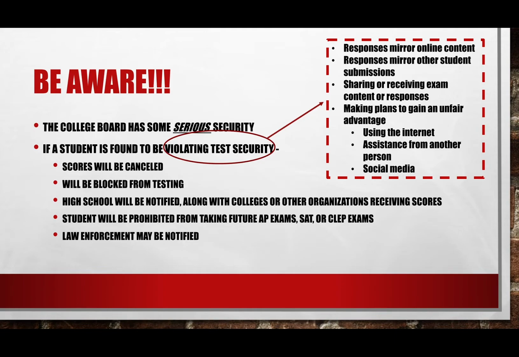Okay? So if you're found to be violating test security, scores are going to be canceled. You can be blocked from ever testing an AP exam again. Your high school will be notified, along with colleges that you've sent information to or other organizations that are receiving your scores. You can be prohibited from taking future AP exams for the rest of your high school career. They can prohibit you from taking the SAT, guys. They're the ones that are in charge of the SAT, all right? Or CLEP exams. Those are things that they can come after you with. They can even notify law enforcement. So this is a big, big deal.